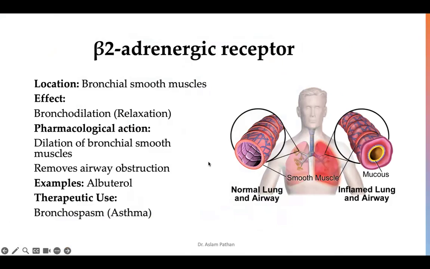Let us see beta-2-adrenergic receptor. Beta-2-adrenergic receptor is located in the bronchial smooth muscles. If we see the normal lung and airways and inflamed lung and airways which is constricted, the inner size is narrow here and here in the normal it is wide.